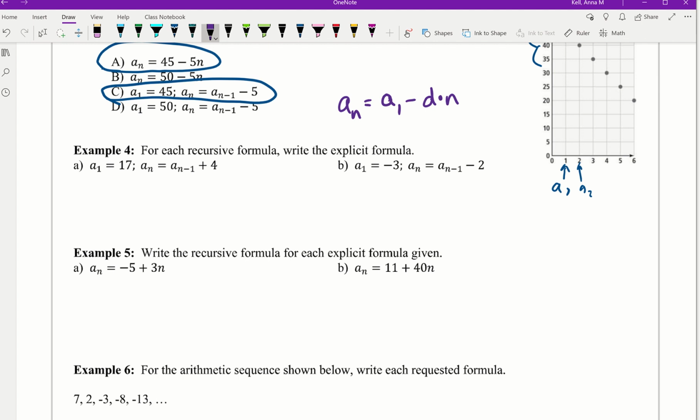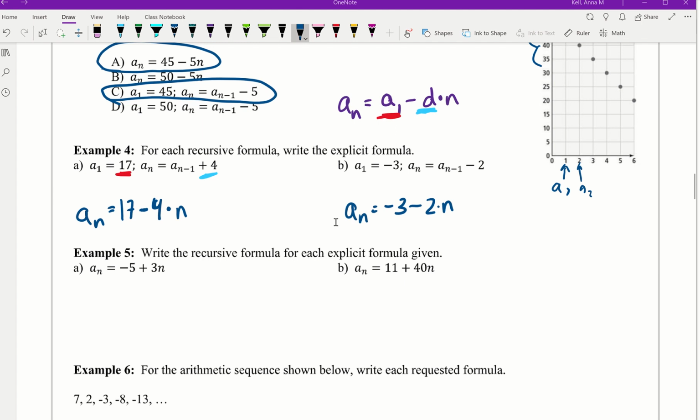So in each of these cases, we actually know the same information from our explicit formula. Here I have my A1, and here I have my common difference. So I can kind of plug that in and rewrite the equation in a different form. So I'm going to say in explicit notation, this is going to be 17 minus, my common difference is 4 times n. Okay? So why don't you go ahead and pause and try that for example B.